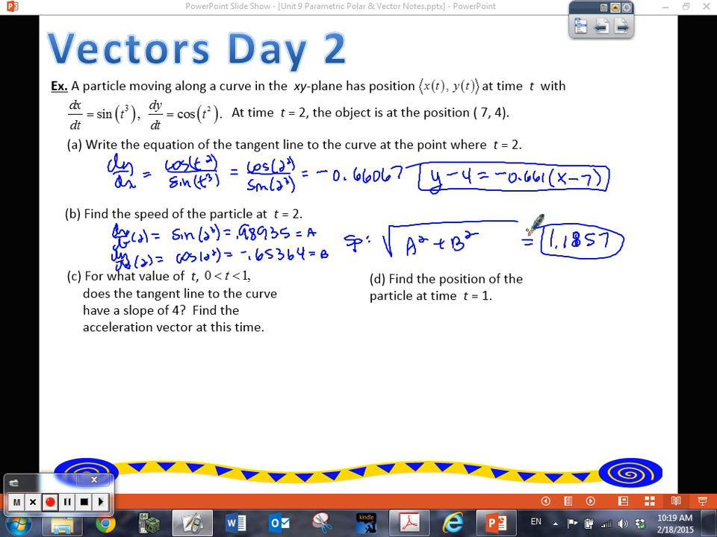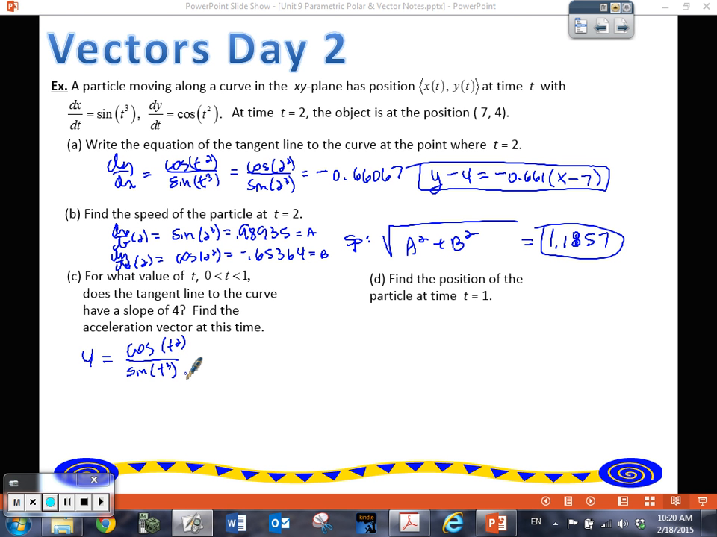All right. So for part C, it asks us for what value of t, and they're restricting the t value. It needs to be between 0 and 1. Does the tangent line to the curve have a slope of 4? Find the acceleration vector at this time. All right. So here, we want a slope of 4. So we want 4 to be equal to our dy/dx, right? I think that's pretty clear. Slope is 4. So we would say 4 equals, and then our dy/dx was cosine t squared over sine t cubed.